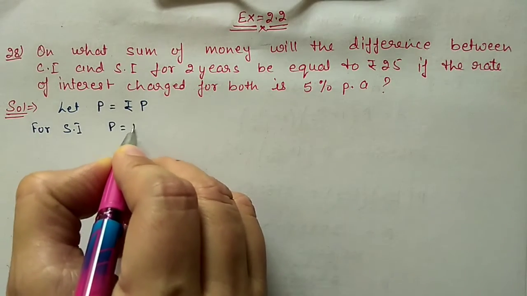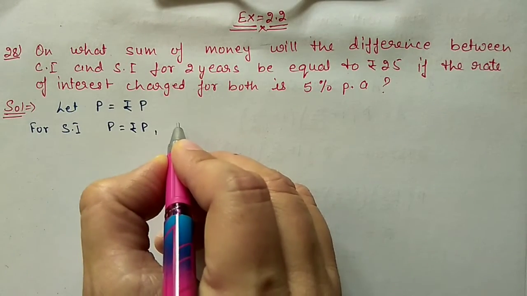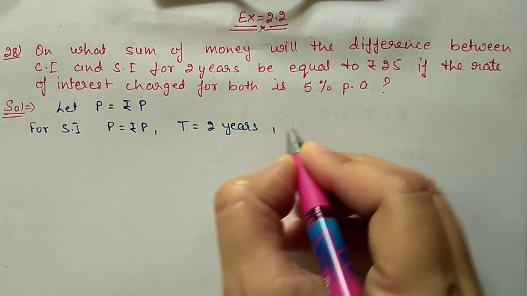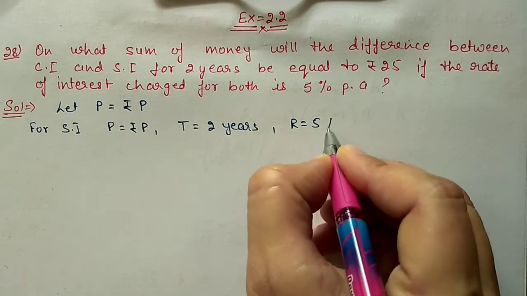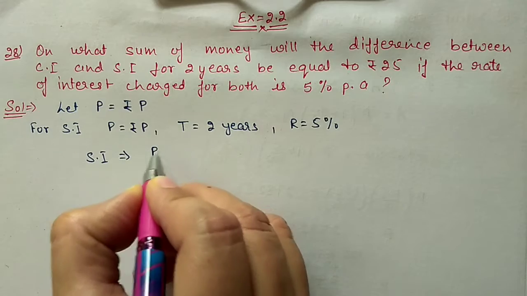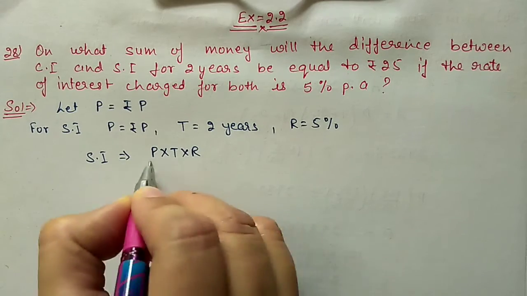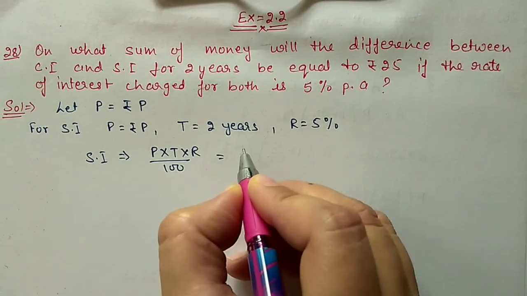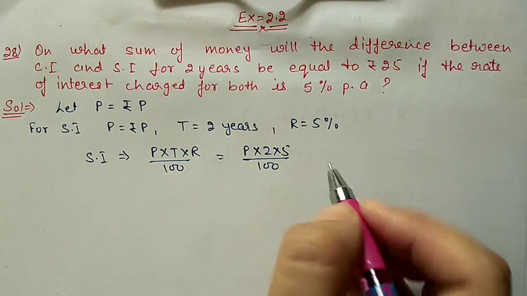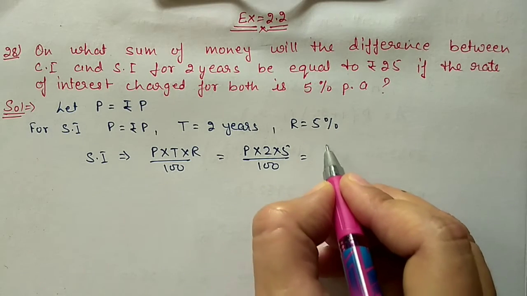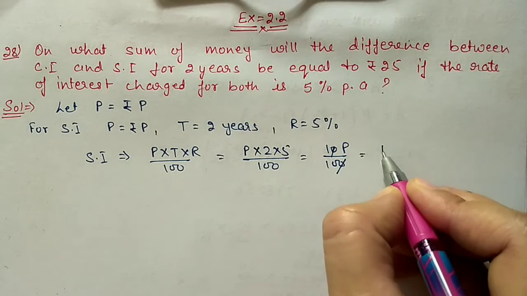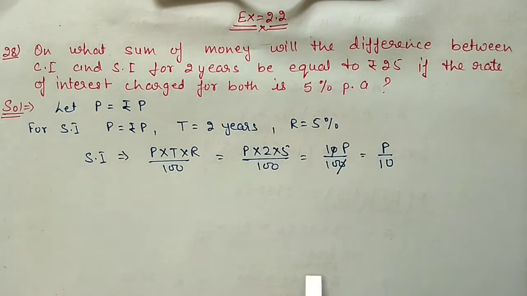principal we have taken as rupees P, time is given 2 years and rate of interest is given 5%. So simple interest is equal to P into T into R by 100, equal to P into 2 into 5 by 100. So you can cancel out 5 and 2, it will become 10P by 100. So 10 we can cancel, and simple interest we have is P by 10.